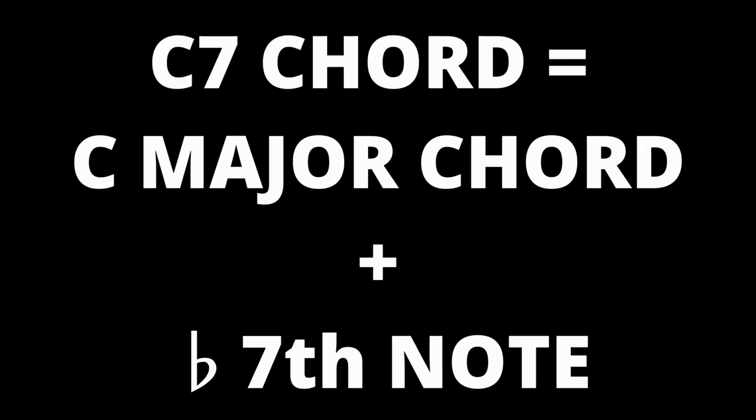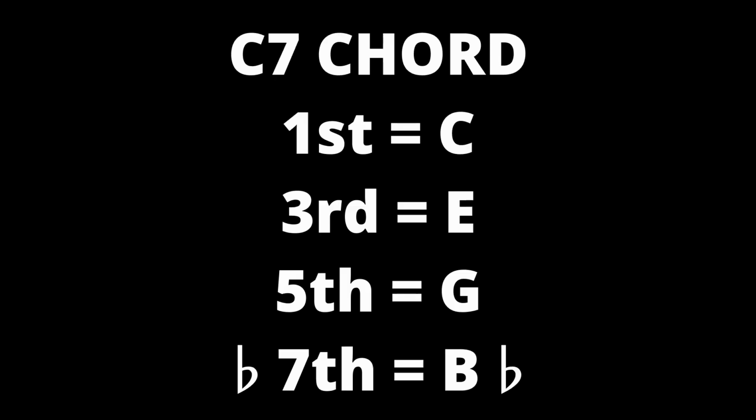So in order to create our C dominant 7 chord, we take the C major notes and add the flat 7 as a 4th note. This means that the C dominant 7 has the notes C, E, G, and B flat.